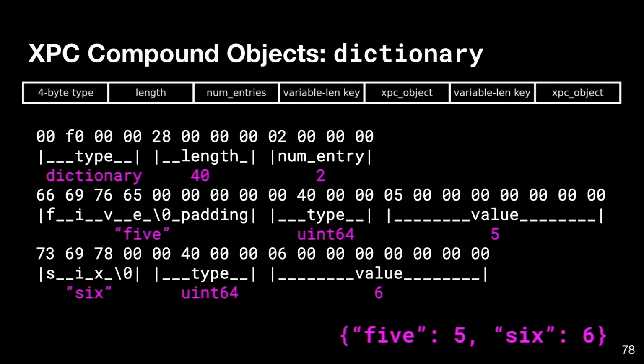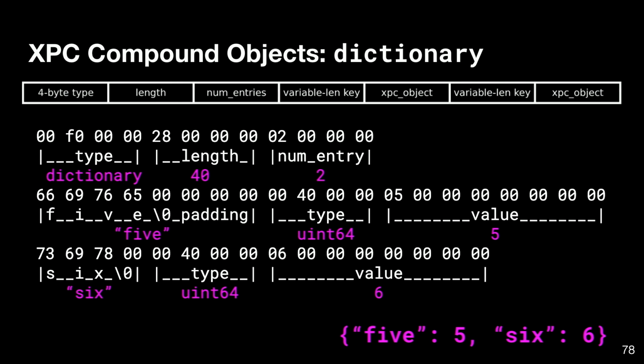The third category of XPC objects are compound objects, things like dictionaries and arrays. Again, this will be similar to the variable length objects, but with an additional field here. So we have our 4-byte type field, our 4-byte length field, the length field reflecting the number of bytes for everything after the length field, and then a new field, number of entries. This is what allows us to parse through the compound object and determine what its recursive sub-objects are. After that comes a concatenated list of all of the other objects within this compound object.